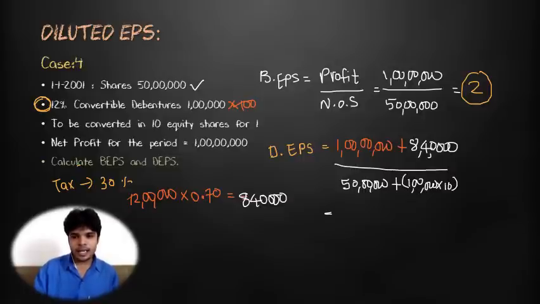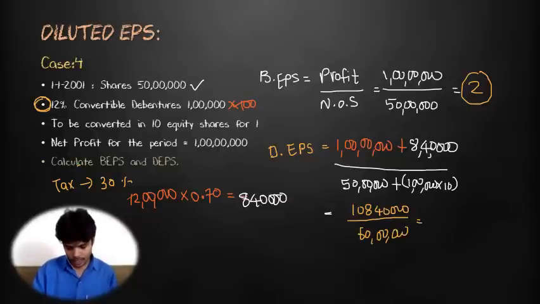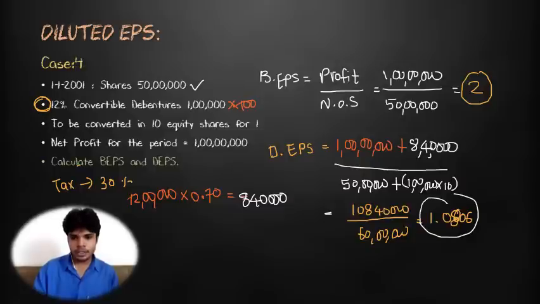So now my final answer is here: 1,08,40,000, that is the profit, divided by 50 lakhs plus 10 lakh, which is 60 lakhs number of shares. So here my EPS is going to be roughly 1.0806. So this is diluted earning per share.